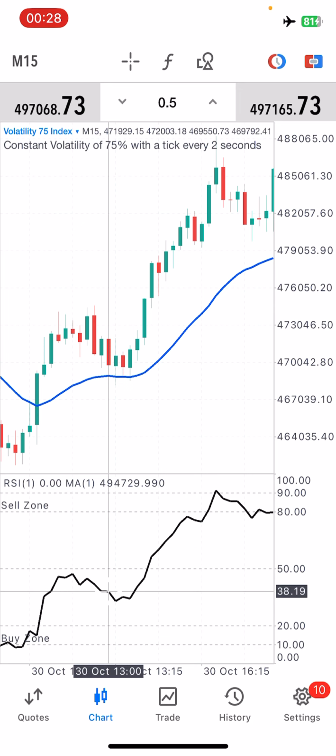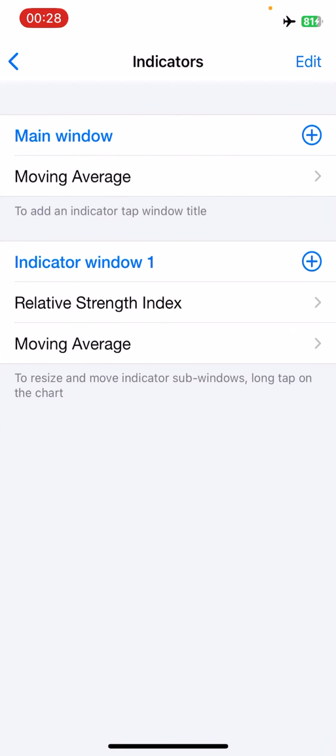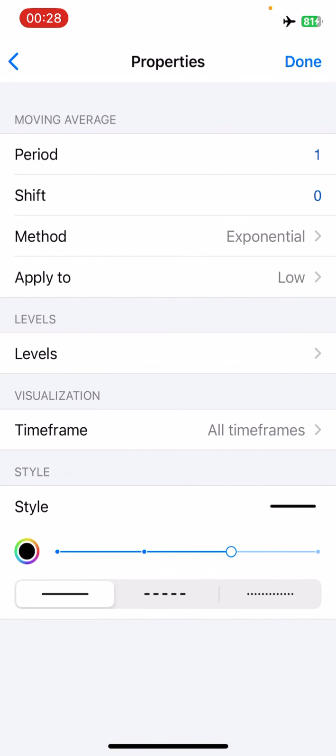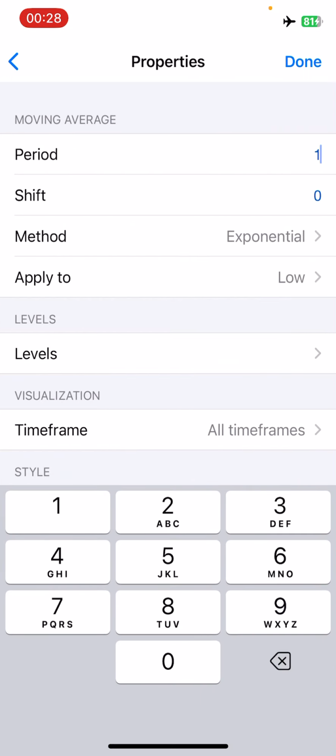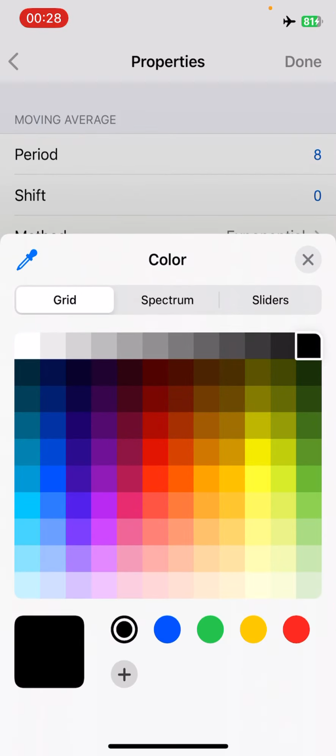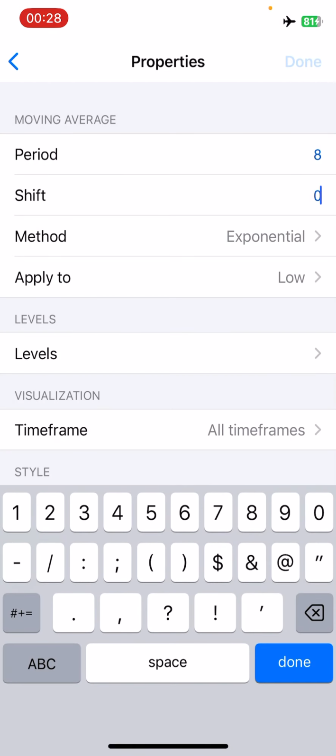And then last but not least, we're going to add another indicator under our indicator window 1, and it is a moving average again. But this time the period is going to change to 8. The shift, the method, and apply to remain as they are. And then on your style, we're just simply going to change the color to green and click done.